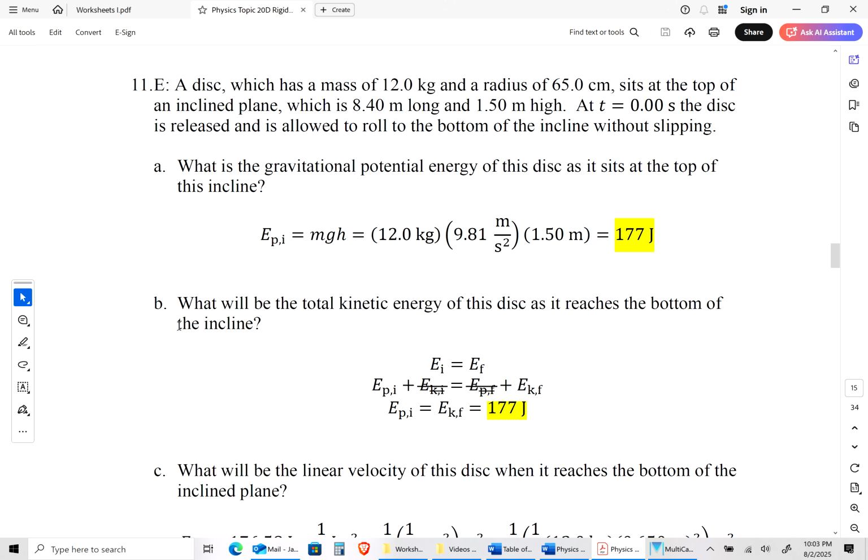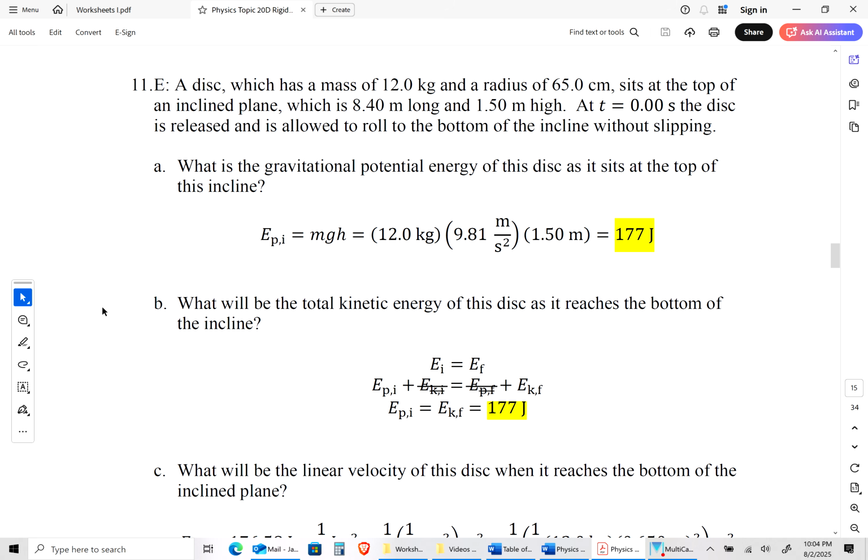Question 11. A disk which has a mass of 12 kilograms and a radius of 65 centimeters sits at the top of an inclined plane, which is 8.4 meters long and 1.5 meters high. At t equals 0, the disk is released and is allowed to roll to the bottom of the incline without slipping. Part A, what is the gravitational potential energy of this disk as it sits at the top of this incline?